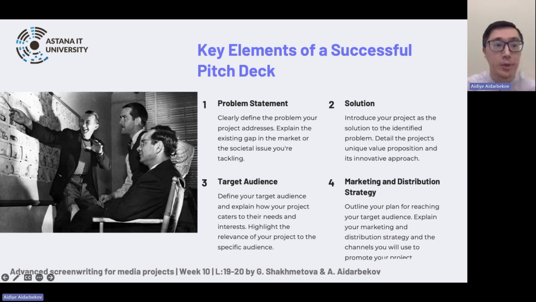So you need to deliver this information again to your investors and your producers, because they need to think about how to sell your project next. And this information is at some points very vital for them. And fourth is marketing and distribution strategy.